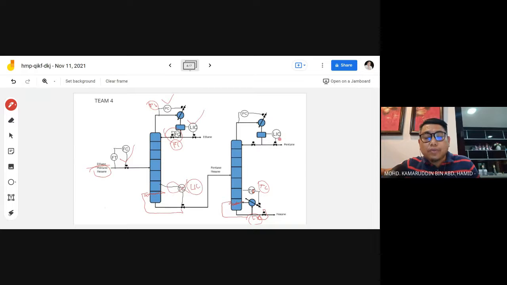Now we go to the top side. This is level control, right? Pressure needs to be controlled by manipulating the cooling water flow rate, but here need to have an indicator. And last but not least, you need to have a flow control here for your reflux flow rate, because this will determine the quality. Okay, team number 4, do the correction. Okay, Doctor. All right, thank you. Team number 4.